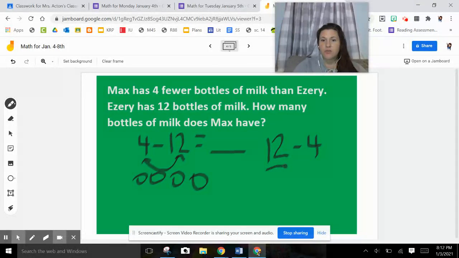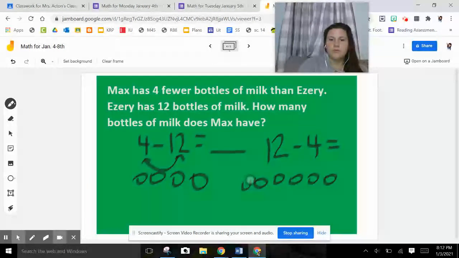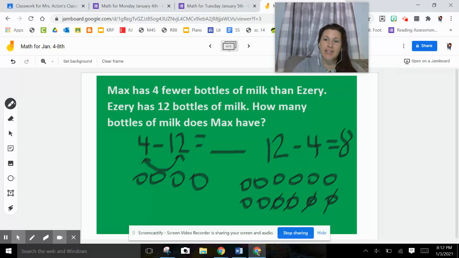So there's Esri's bottles. There's a 4 fewer with that subtraction symbol right there showing you we're going 4 down. We're showing a number that's less than. And now we just need to find the answer. So now we can do our 12 circles, and we're going to take away 4 of them. 1, 2, 3, 4. And what it has left is 1, 2, 3, 4, 5, 6, 7, 8. Our answer is 8. So Max has 8 bottles.